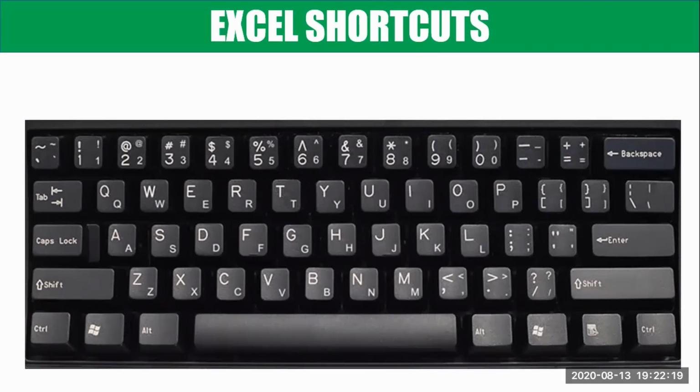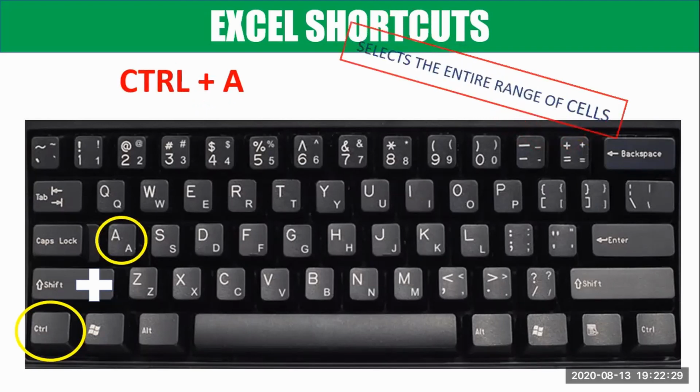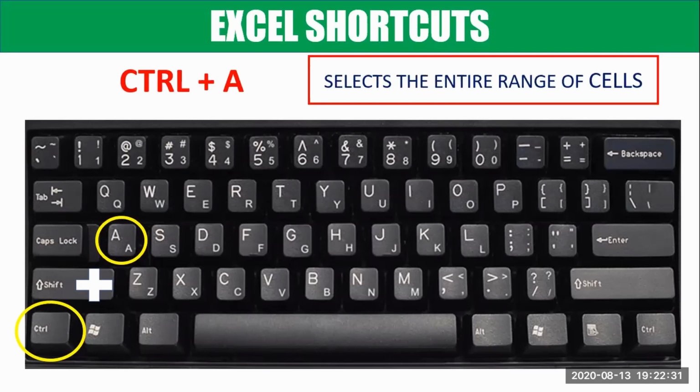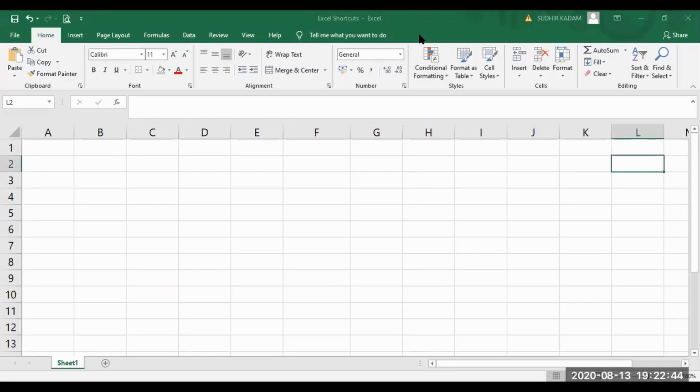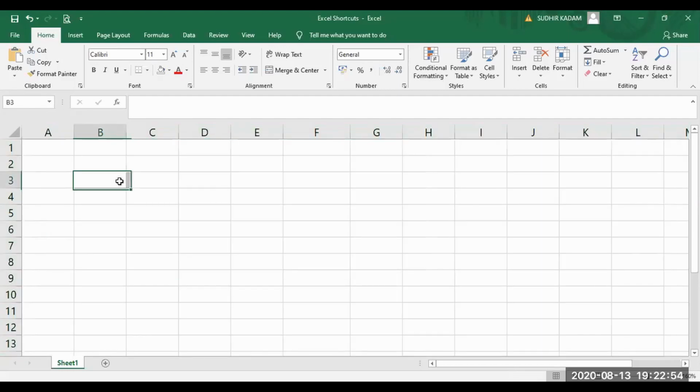So the first shortcut is Control plus A. Control plus A is a shortcut which is used for selecting the entire range of cells. Let us see how exactly it happens. I have an Excel sheet in front of me now. I press Control and A, and you can see the entire sheet has got selected.